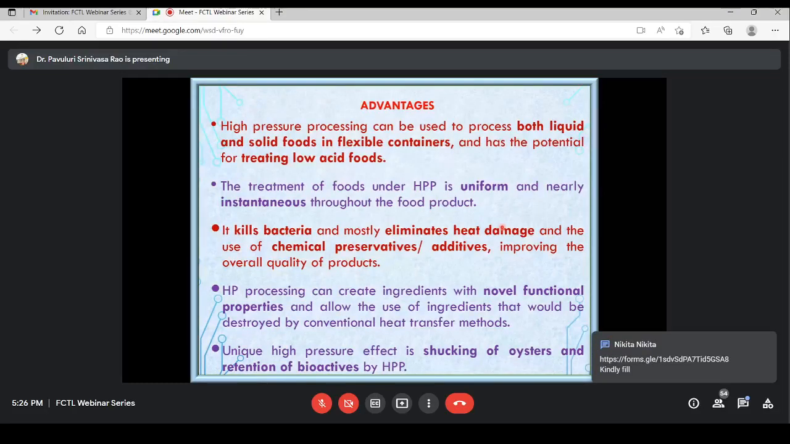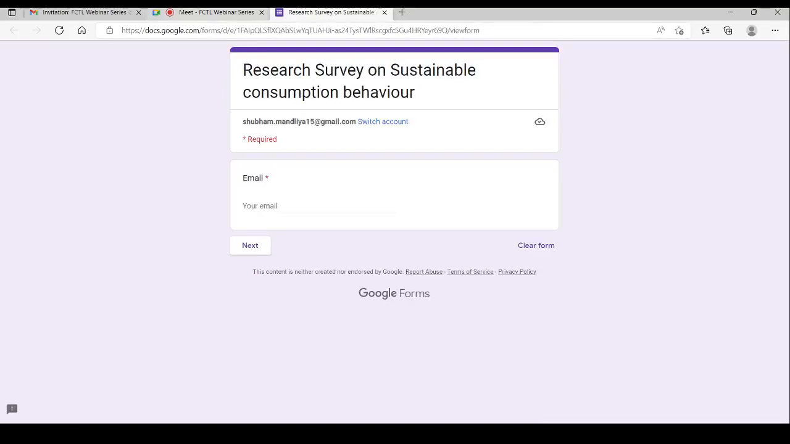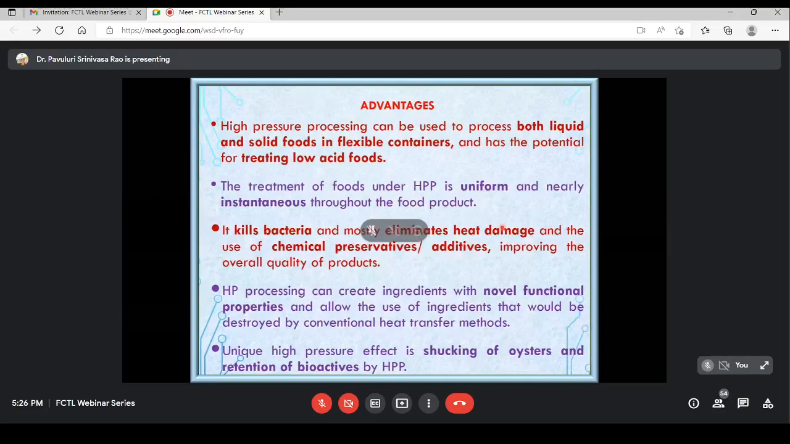The unique high pressure effect is of course demonstrated through shucking of oysters, where normally removal of the oyster meat is quite tedious, and normally done by scooping with sharp objects. So at least 15 to 20% loss of meat will be there. The structural integrity is being lost. Whereas after HPP treatment, you have a dual advantage in terms of getting the meat separated very easily, where 100% yield can be possible. At the same time, we are eliminating the microbial loads. Another potential application is retention of bioactives through high pressure processing in any of the food materials.